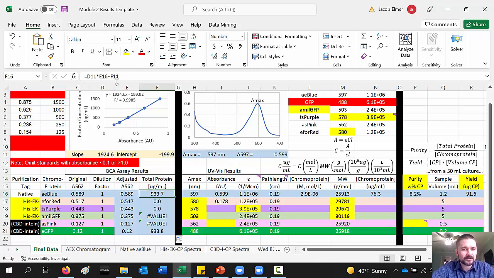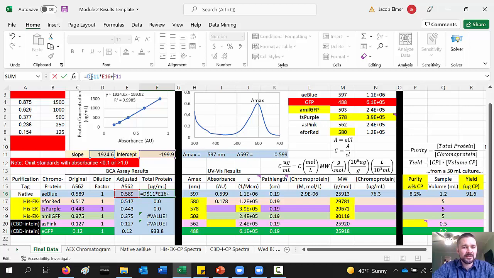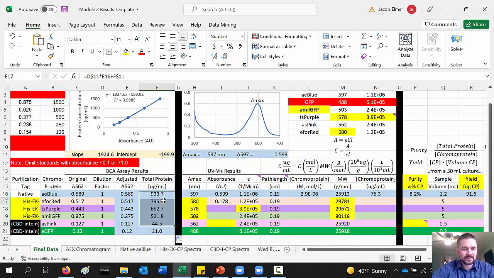Oh, what am I doing wrong here? I forgot about those cells. So that DN11 and F11, when I drag those down, I want them to be constant, so I put those $ signs there. There we go.